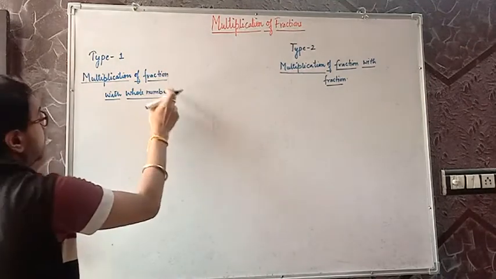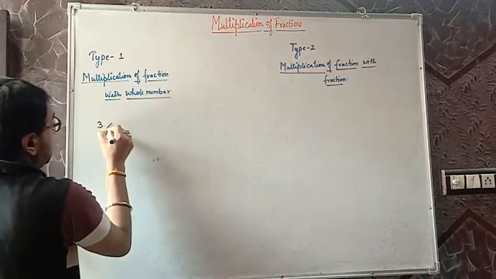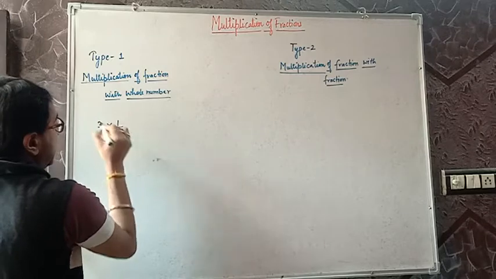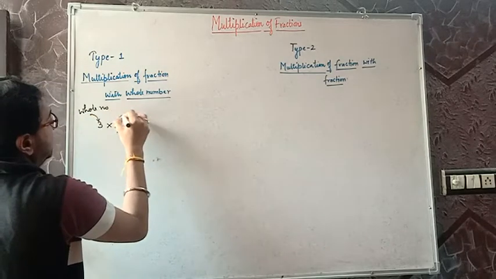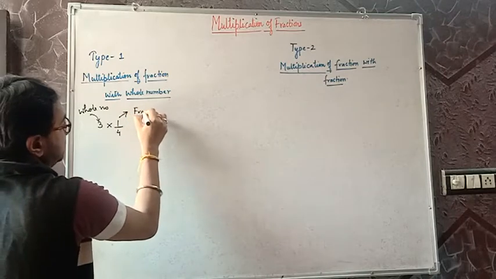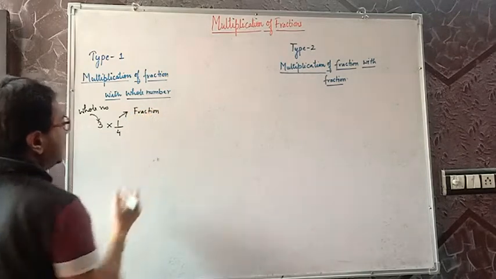Multiplication of a fraction with a whole number. For example, I am having 3 × 1 by 4. Here this 3 is a whole number and this 1 by 4 is a fraction. Clear? So how to multiply?